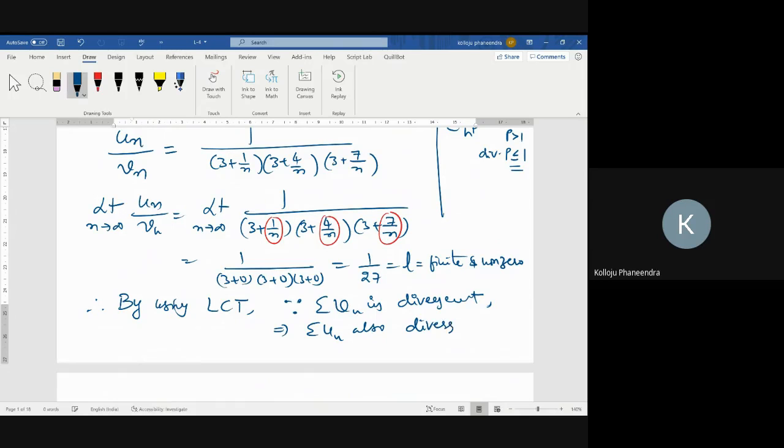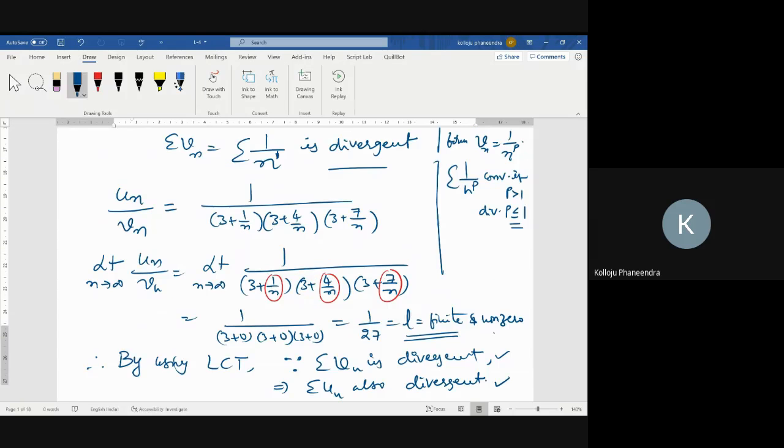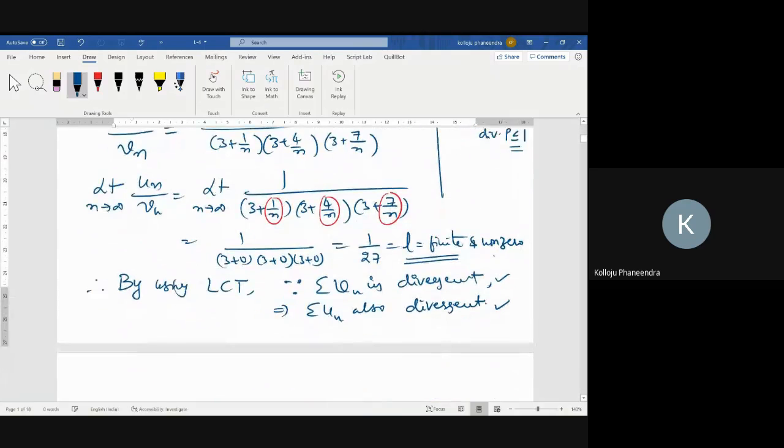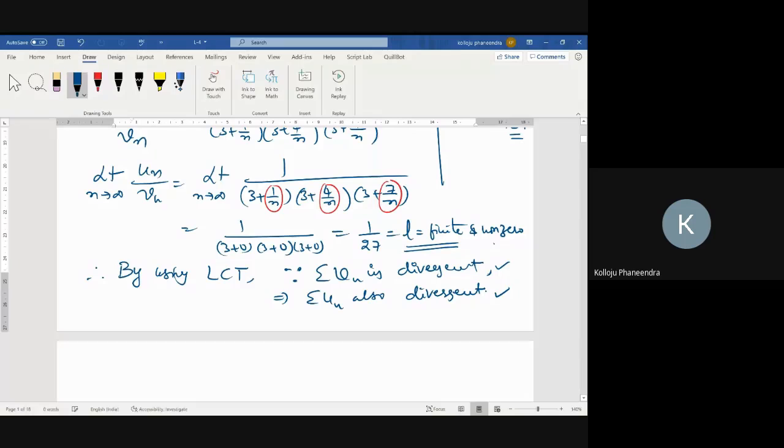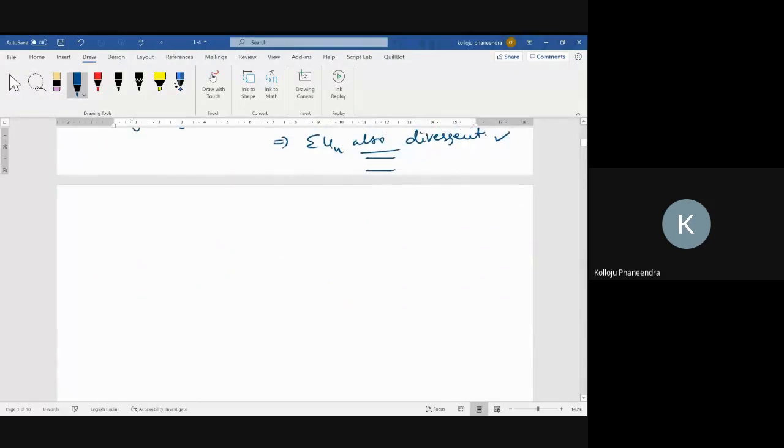Why is this? Because of the first condition of the limit comparison test. What is the statement once again? When the L value is finite and non-zero, both series converge together or diverge together. I know sigma Vn is divergent and the limit value is finite and non-zero. Therefore, sigma Un is also divergent. Okay, this is one simple problem. Next one, second problem.